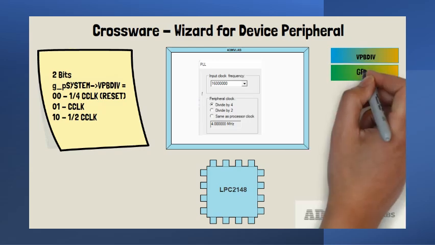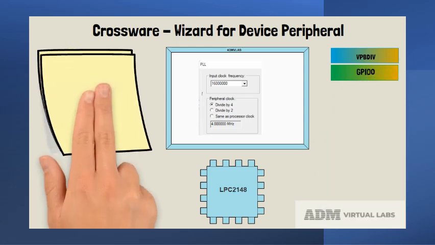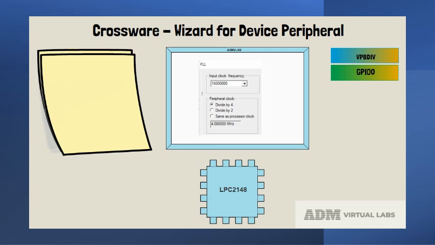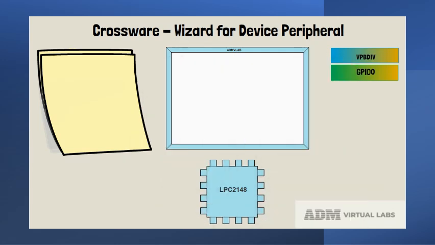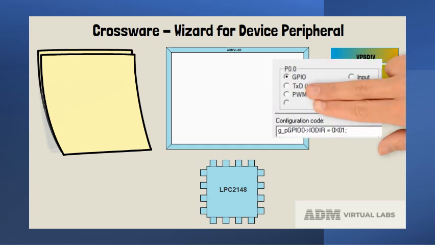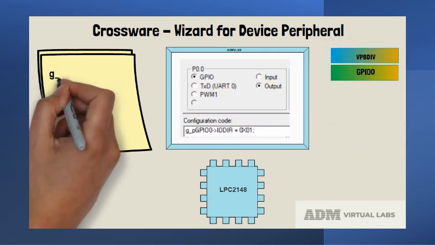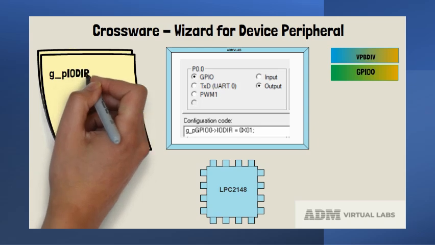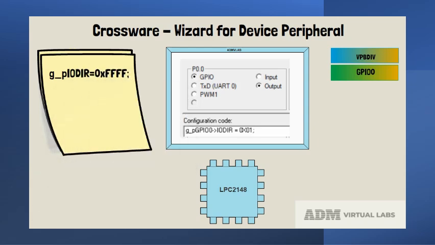LPC 2148 has 2 32-bit general purpose I/O ports. Port 0 has 30 I/O pins and 1 output-only pin. Port 1 has 16 pins, which can be used as I/O pins. The I/O direction register individually controls the direction of each port pin. A 0 bit indicates input, while a bit set to 1 implies the port pin is an output.